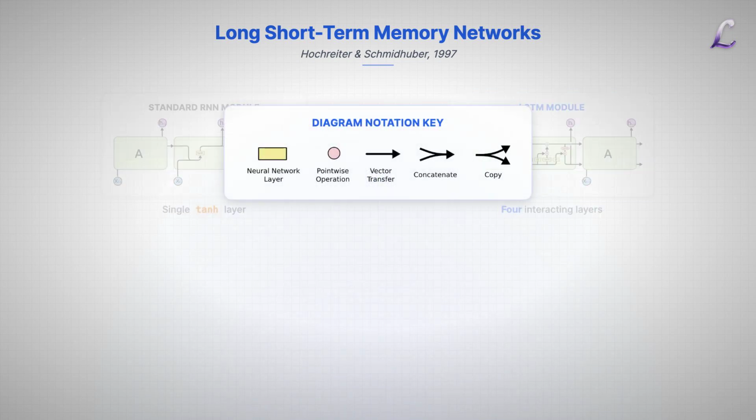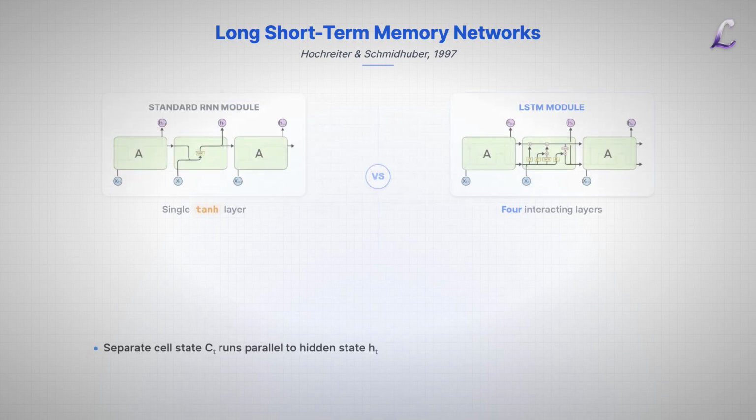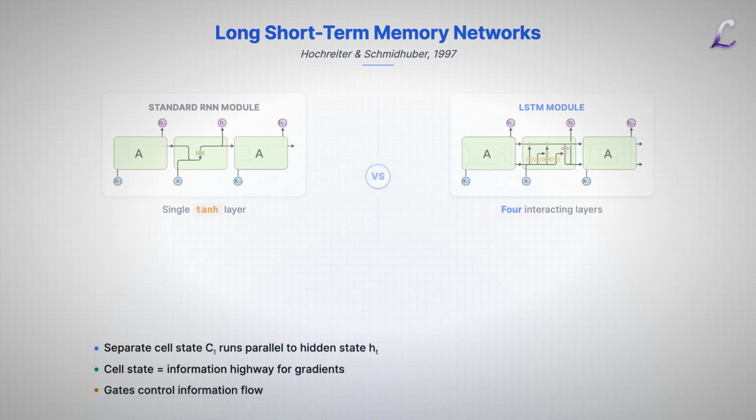But the key structural innovation isn't the number of layers. It's the introduction of a separate cell state, C_t, that runs alongside the hidden state. This cell state is the mechanism that allows information to persist across long sequences. The hidden state h_t is what gets output to the next layer. The cell state C_t is the internal memory. And the gates control how information moves between them.